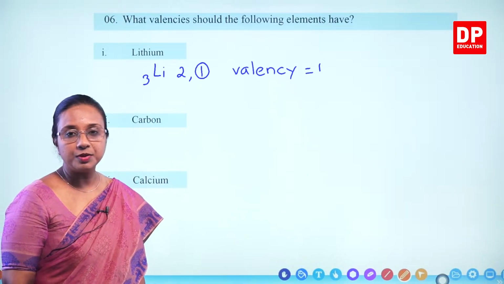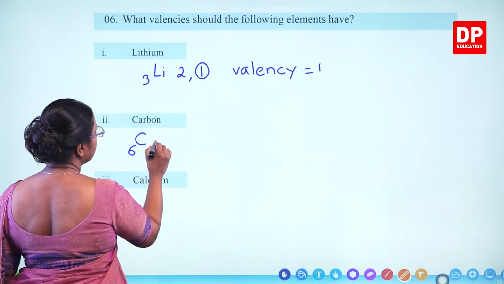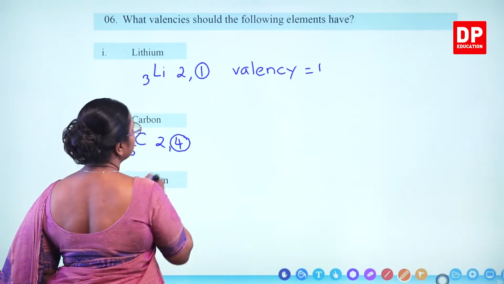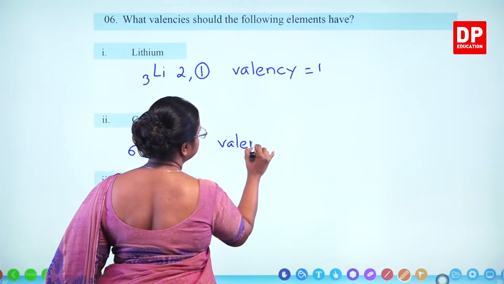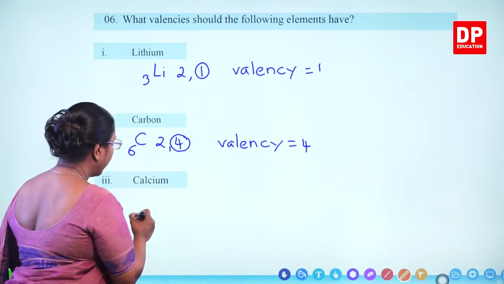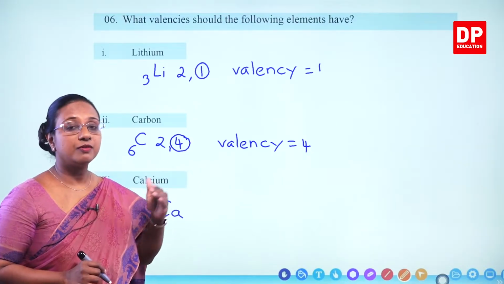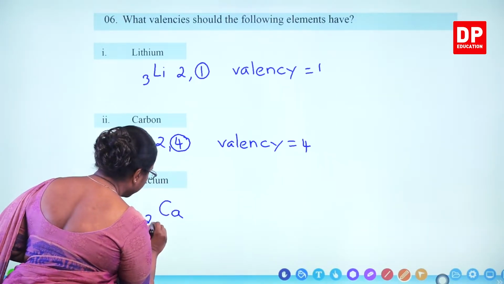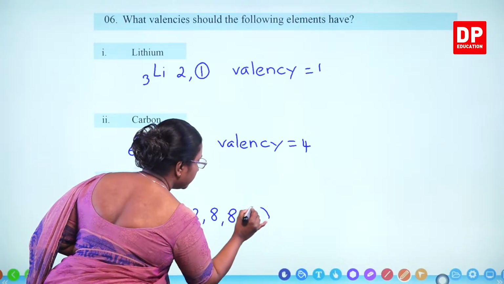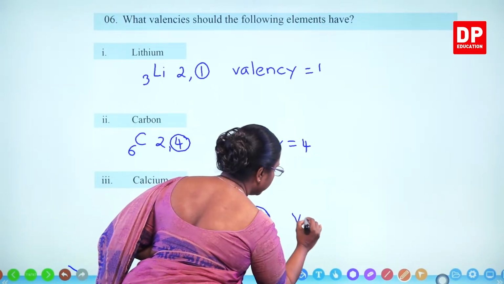Then we have carbon. Carbon belongs to group 4. So again, to remember, carbon has atomic number 6. 2, 4 is the electronic configuration. So it belongs to group 4, valency 4. Then we have calcium. If you can remember the order of elements, calcium is the last element out of the first 20. So it has atomic number 20. And the electronic configuration is 2, 8, 8, 2. Since it has valence electrons 2, it belongs to group 2 and the valency is also 2.